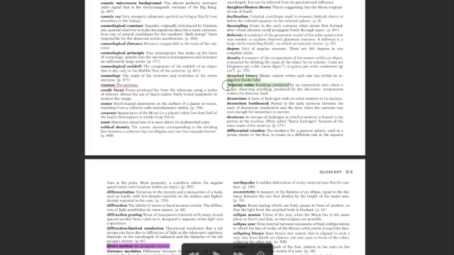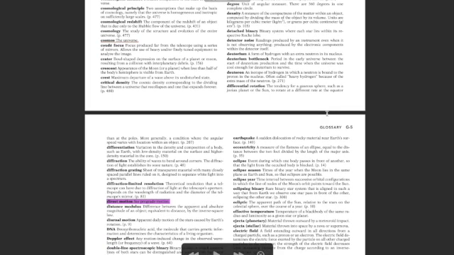Next is detector noise. It is the reading produced by an instrument even when it is not working, produced by the electronic components within the detector itself. So these are the unwanted noise that we don't want in our observation.